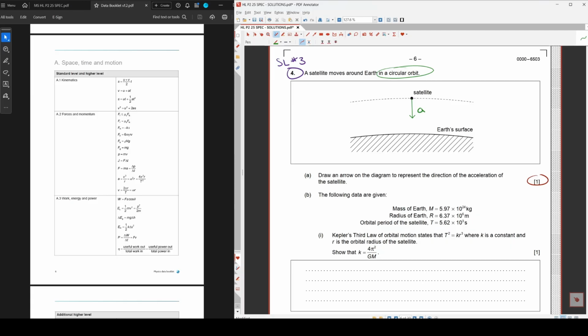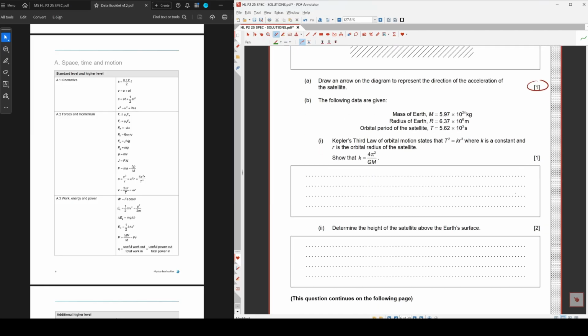Moving on. The following data are given. We have some mass, radius, and period of the satellite. Okay, both of these look like kind of a lot. This one looks like a whole lot. I have to basically derive Kepler's third law, for 1 point, 1 measly point. I would not do this the first time through. I would put a star next to this and come back and maybe do it later.